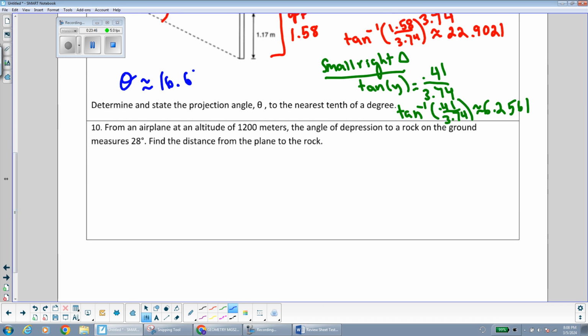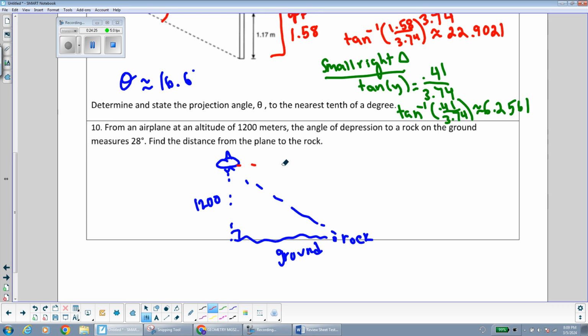From an airplane, I'm not a good artist. It looks like a fish in the sky or a piece of bread with wings. From an airplane at an altitude of 1,200 meters, remember, an altitude's a height, so that's how high up in the sky the airplane is. The angle of depression to a rock on the ground measures 28 degrees. If I was in the airplane looking down on the rock, the angle of depression would be the angle at which I'm looking down at the rock.